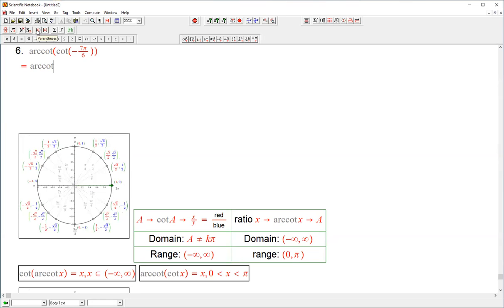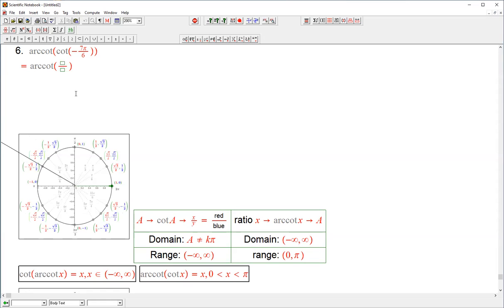So we do it from inside out. Measure the angle negative 7 pi over 6. Well, we already measured it. And the terminal, we know where the terminal is. The terminal is right here. Okay, but this time, to find that ratio for cotangent negative 7 pi over 6, we're going to take the red divided by blue. Definition, red divided by blue.